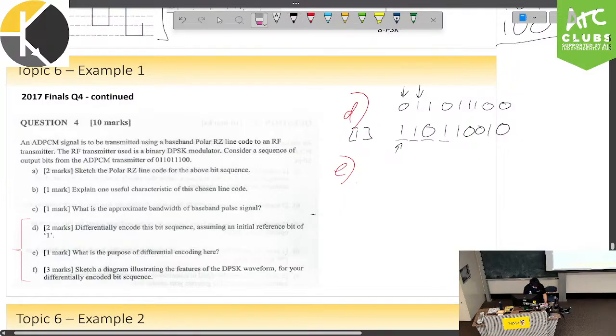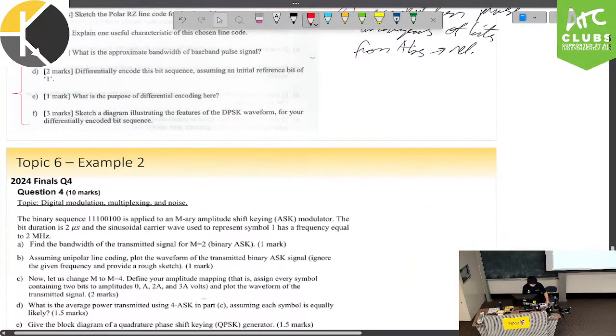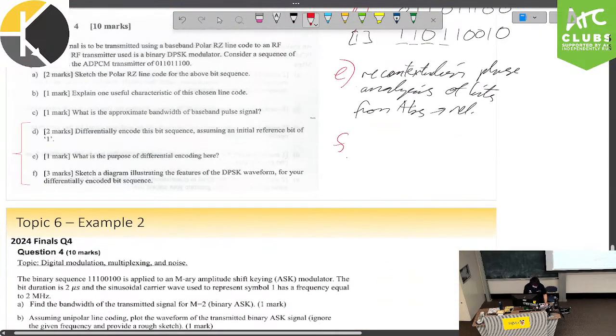So the words we can use here are recontextualizing the phase analysis of bits from absolute to relative. All right, good stuff. Now we have part F.